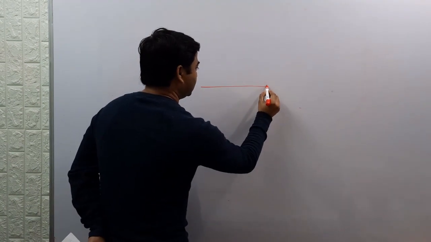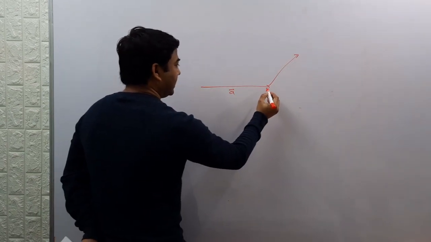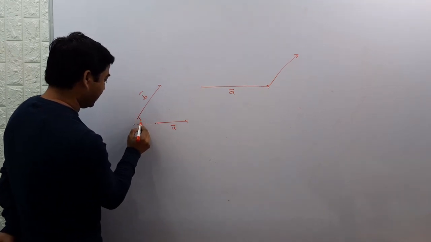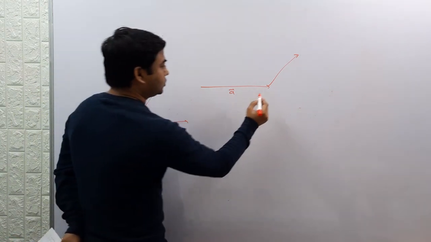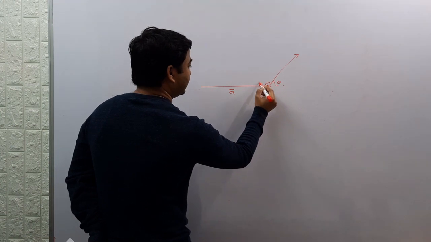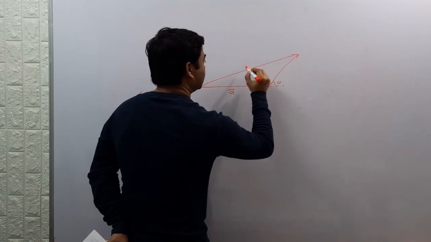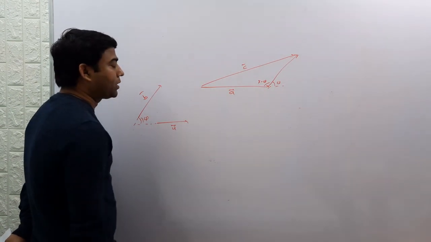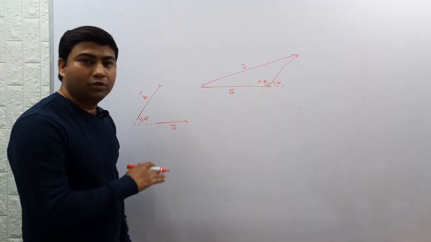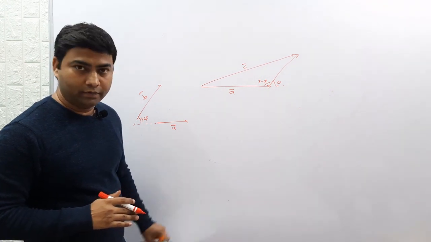Suppose this is vector A, this is vector B, and these two vectors make an angle theta with each other. So this angle will be theta. This is pi minus theta. This is the resultant vector C. As we have calculated the length and direction of the resultant vector in the parallelogram law, similarly in the triangle law we can also find the length and direction of the resultant vector.